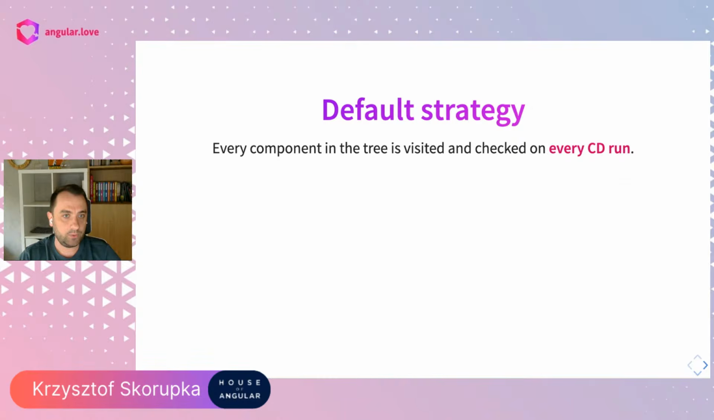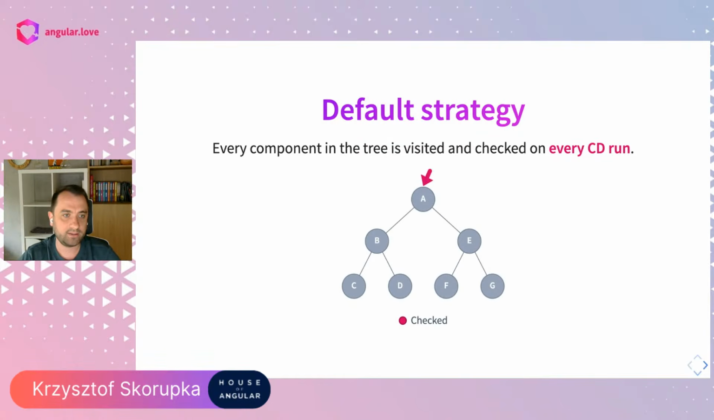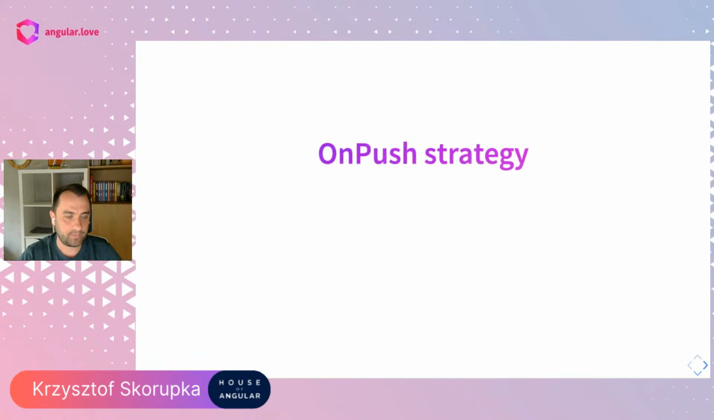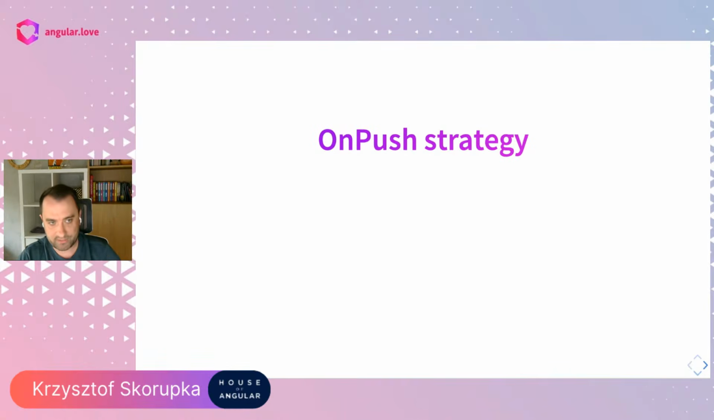So to show it, and this is pretty much the default strategy, right? Every component in the tree is always visited on every change detection run. To illustrate that, it starts from the root, as I said. So A, B, C, D, E, F, G, the whole alphabet. But to be serious, as you can see, the whole tree is always checked. That's the default strategy.